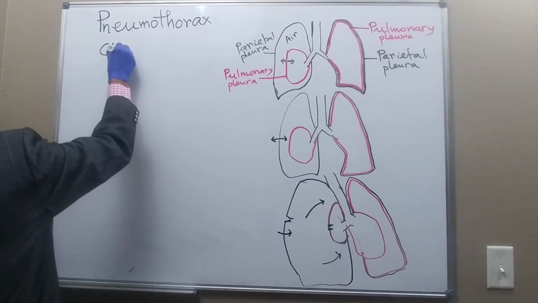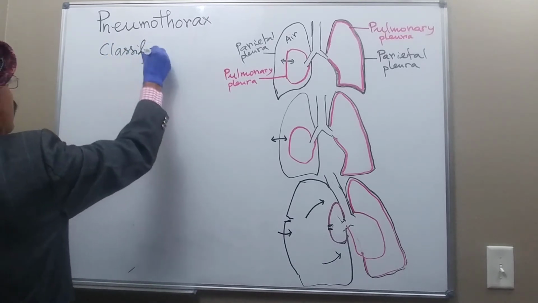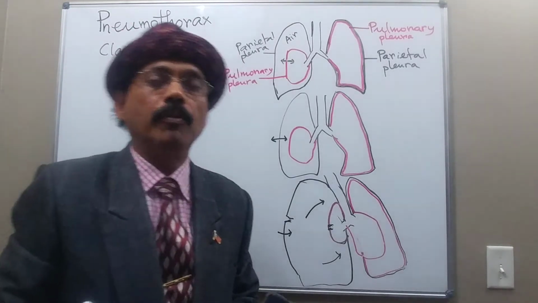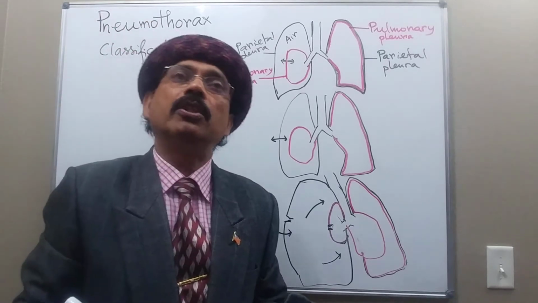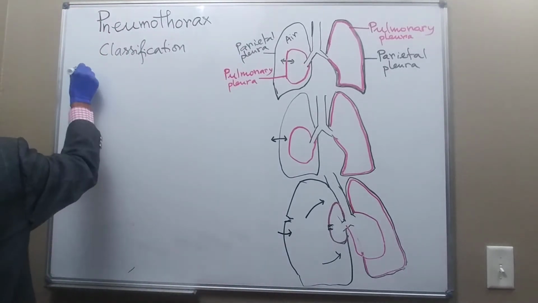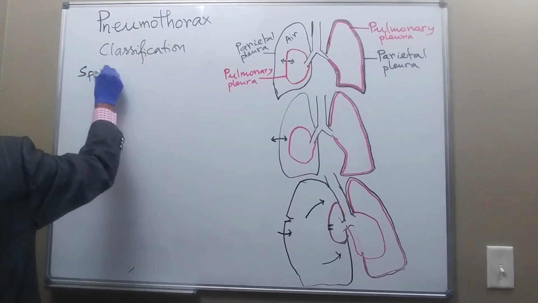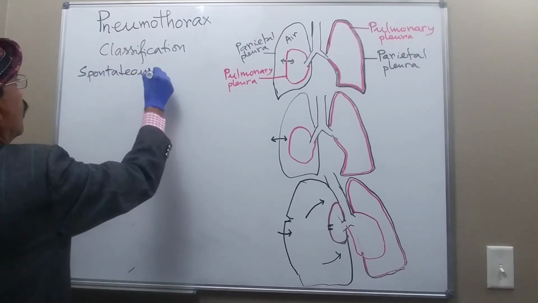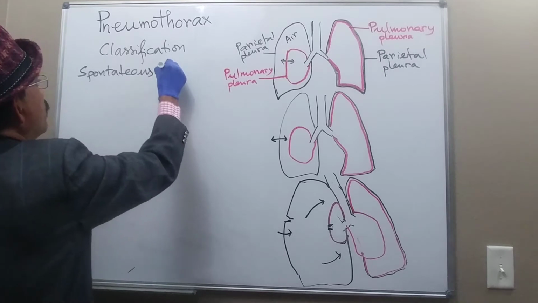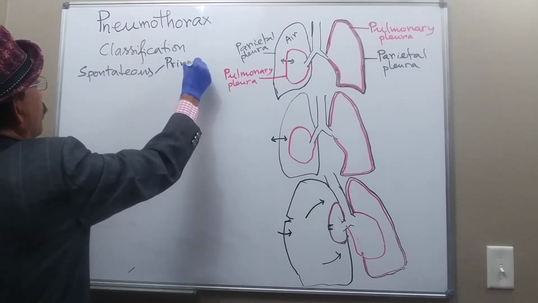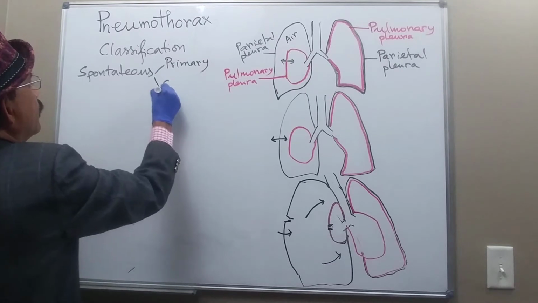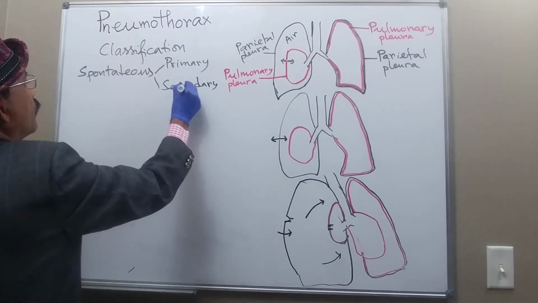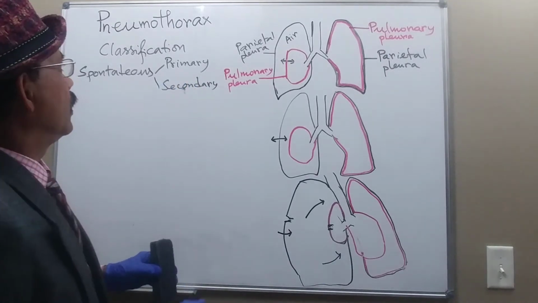Classification. Okay, we have different classifications. Types of pneumothorax: it may be spontaneous pneumothorax, it may be traumatic pneumothorax, it may be therapeutic pneumothorax. So, spontaneous may be primary, may be secondary. Spontaneous pneumothorax may be primary or secondary.